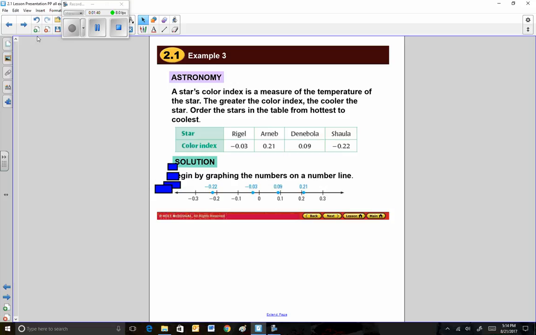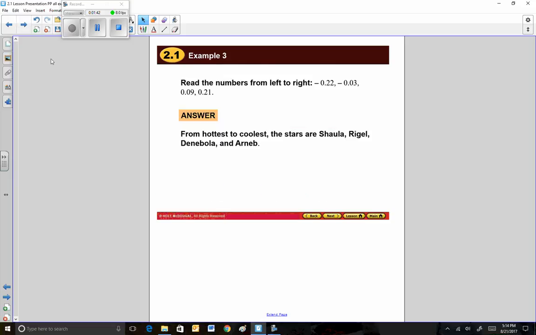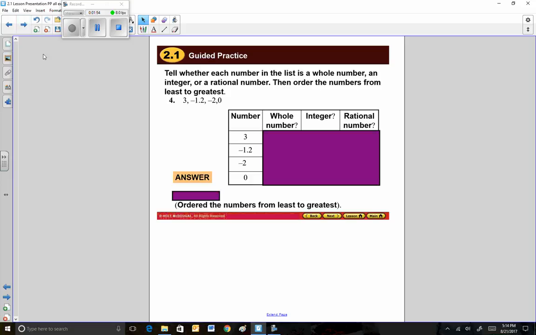All right, let's take a look at our next slide. And so this is how they ordered it, from hottest to coolest. The hottest is Shaula, Rigel, Dinibola, and then Arneb. All right, let's take a look at the next slide.